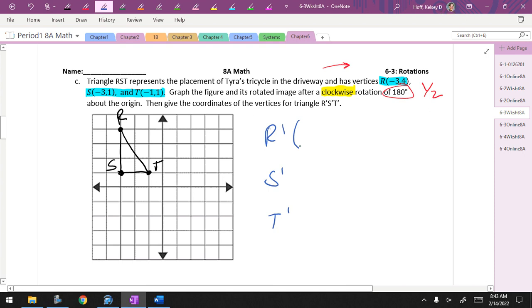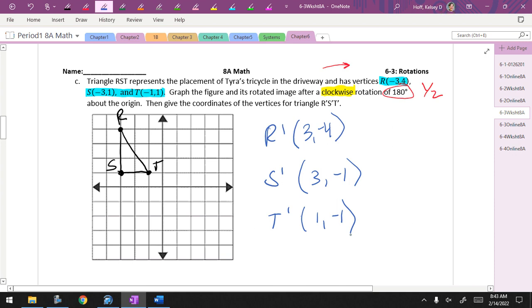All right, R prime is at... That is not R. R prime is, Liana? (3, -4). Very good. S prime, Addie? (3, -1). T prime, Courtney? (1, -1). Good work, you guys.